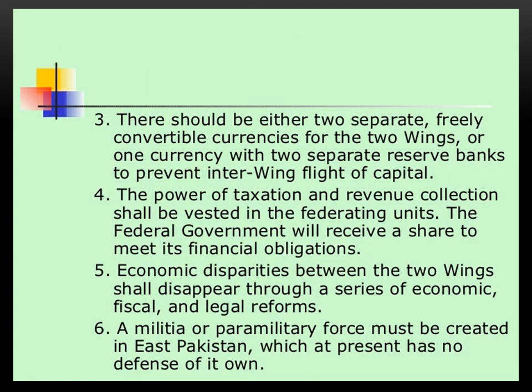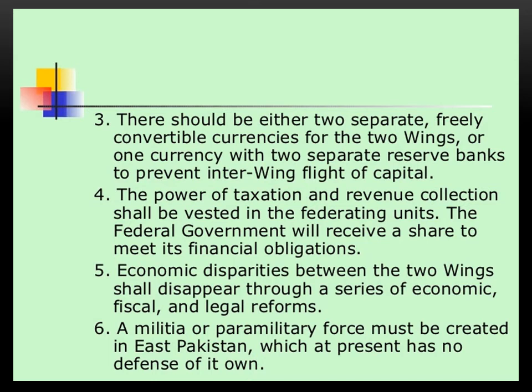The third one is there should be either two separate freely convertible currencies for the two wings. Currency is the money. Or one currency with two separate reserve banks to prevent inter-wing flight of capital. It means that there should be separate currencies or financial policies for East and West Pakistan. And that was specifically to stop all the money flow from East Pakistan to West Pakistan.